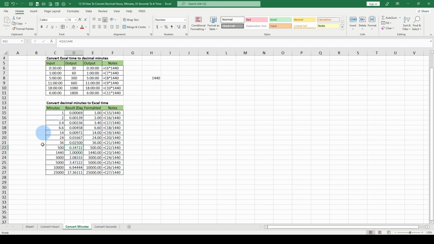Down the road, you're going to incorporate different formulas and functions, and knowing this will help make those calculations. So convert it back, we're just going to take this 0.34722 and multiply it by the number of minutes in a day.